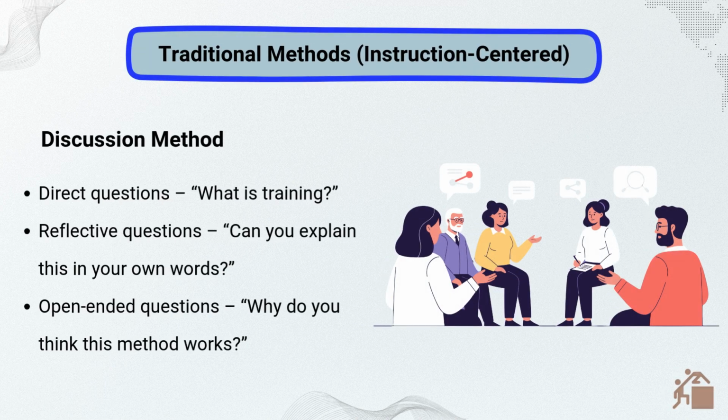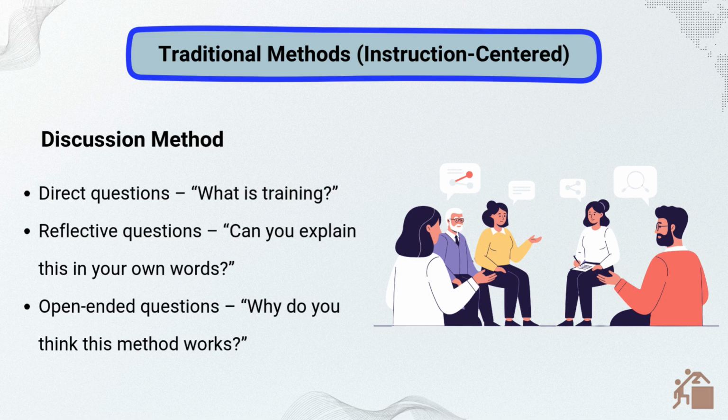Now we move from transmission to integration. In discussion based training, the trainer is not just delivering content, the trainer is stimulating thinking. Notice the types of questions used: direct, it tests recall; reflective, it tests comprehension; open ended questions, it tests analysis and evaluation. You can see the hierarchy in this, right? We are moving from lower order thinking to higher order thinking, and this is where learning becomes deeper.